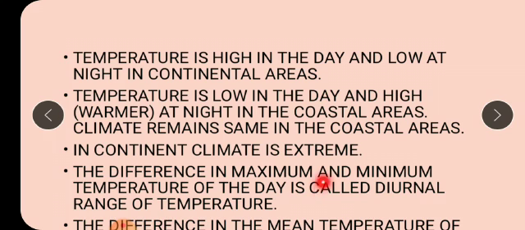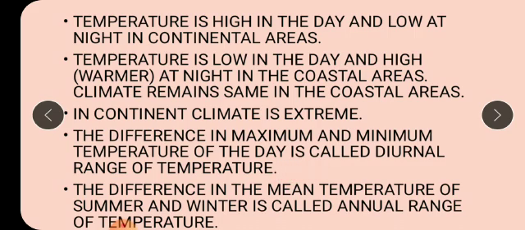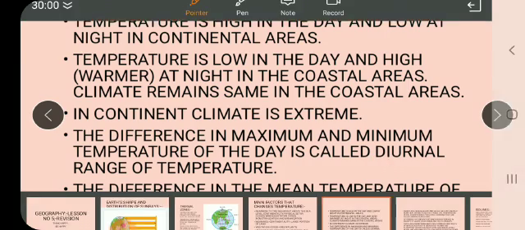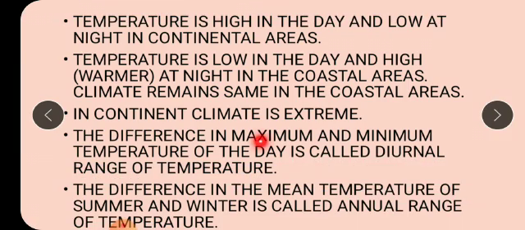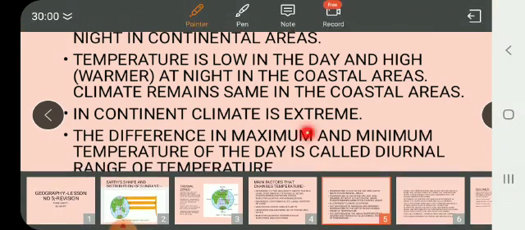Then the difference in the maximum and minimum temperature of the day is called the diurnal range of temperature. Diurnal range of temperature means what, children? The temperature which we calculate throughout the day, the maximum and minimum temperature. You might have seen in the news channels, the temperature is always given: maximum this much degree Celsius, minimum this much degree Celsius, isn't it? So when we calculate the difference between these two temperatures, that is said to be the diurnal range of temperature. Okay, difference in the maximum and minimum temperature: maximum highest, minimum lowest, isn't it?